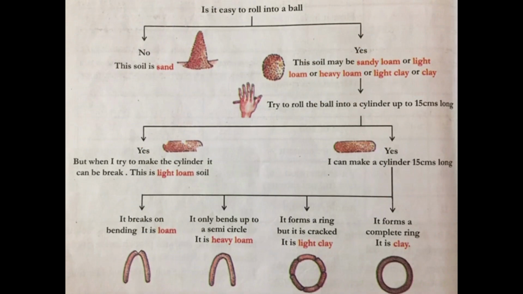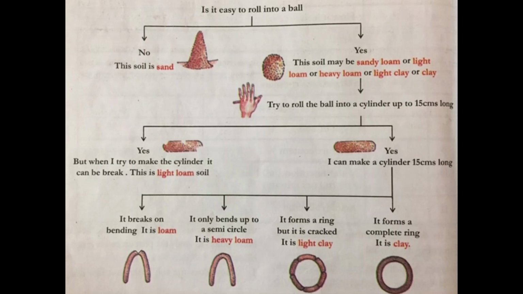Now, if you are given a sample of soil and asked to find out which type of soil it is, you can do it by this simple experiment. First of all, take the soil sample and remove the pebbles or grass and other organic matter from it. Add water to the soil drop by drop, kneading the soil while doing so. Pour enough water so you can make small balls of soil.